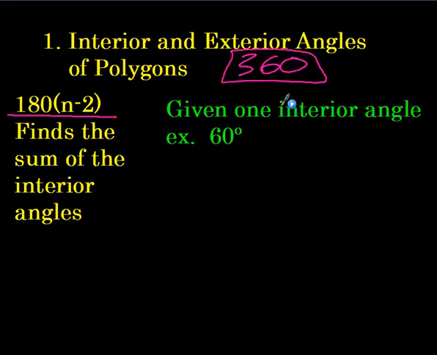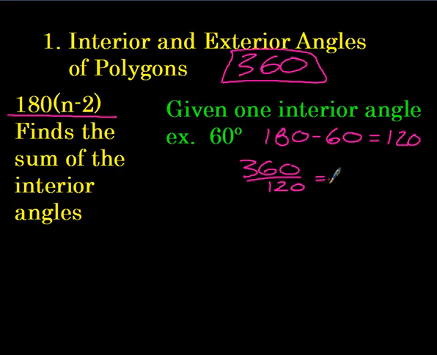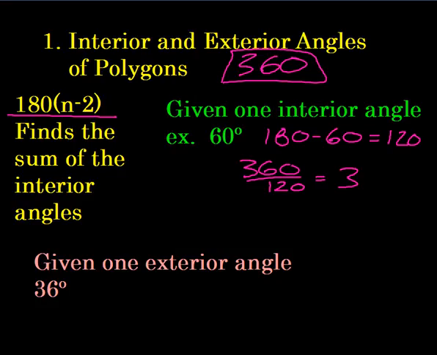If I give you one of the interior angles and ask you to find how many sides it has, you're going to do 180 minus that interior angle to find the exterior angle. So the exterior angle would be 120, and then to find the number of sides, you would do 360 divided by 120, and that gives you 3. So that figure would have 3 sides. If I told you that the measure of the exterior angle was 36 degrees, to find how many sides it has, all you do for exterior angles is 360 divided by the angle. So 360 divided by 36 is equal to 10. That would have 10 sides.